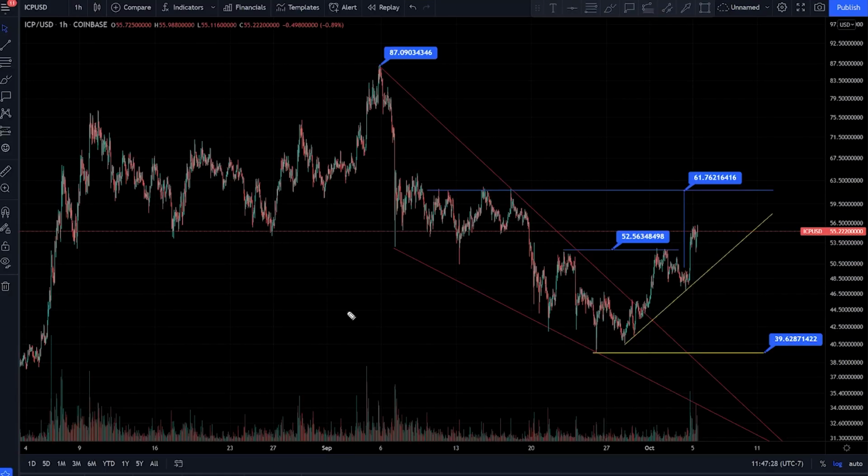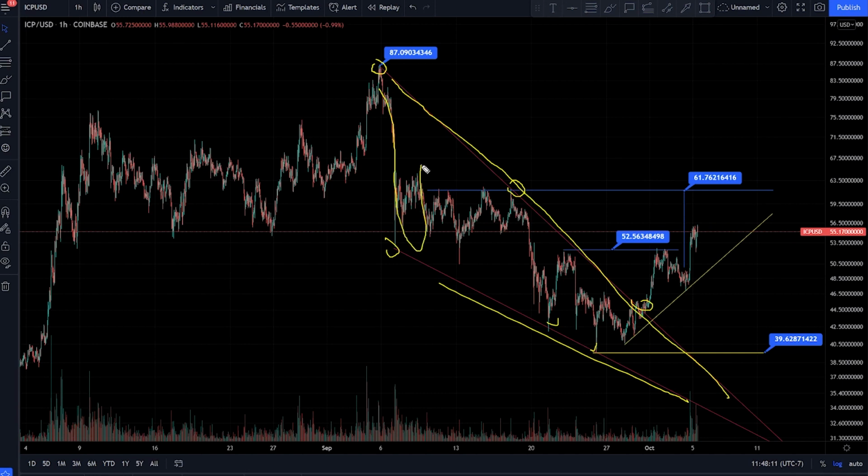Let's take a look at ICP on a 1-hour chart. After ICP ran up to about 87, the price then retraced. When it retraced, it was creating a lower high and lower low. So essentially, ICP was forming this falling wedge, and the price has been staying within this falling wedge as it was retracing.